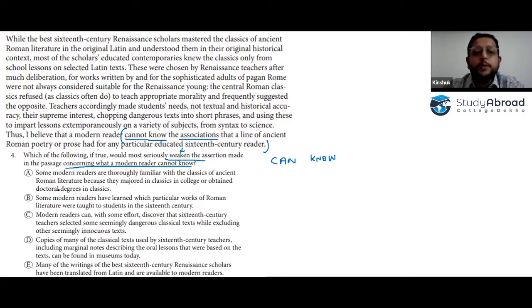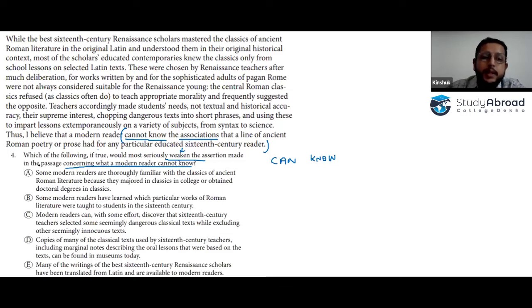All right, I hope you were able to choose an answer choice. Now let us discuss all the answer choices and find out which is the right answer. So answer choice A says, some modern readers are thoroughly familiar with the classics of ancient Roman literature because they majored in classics in college or obtained doctoral degrees in classics.